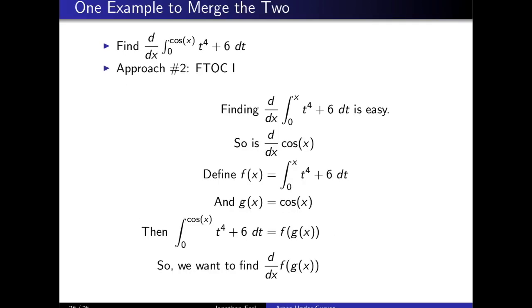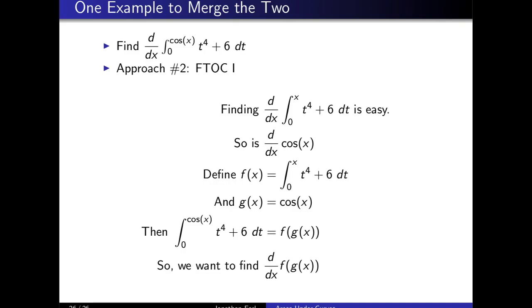The other thing that we could do is we could use the fundamental theorem of calculus part 1. So we know how to find the derivative with respect to x of the integral from 0 to x of t to the 4 plus 6 dt. That's just applying the fundamental theorem of calculus part 1. That derivative would just be the integrand, x to the 4 plus 6. We also know how to find the derivative of cosine of x, right? Minus sine. We've done that a bunch.